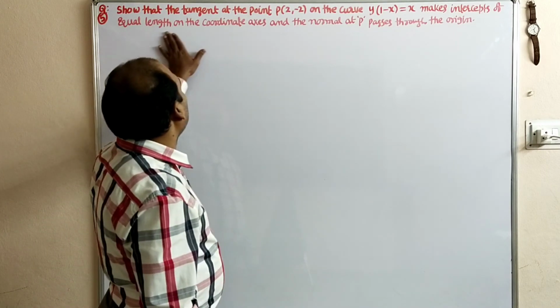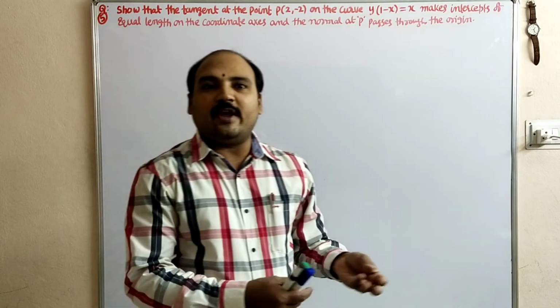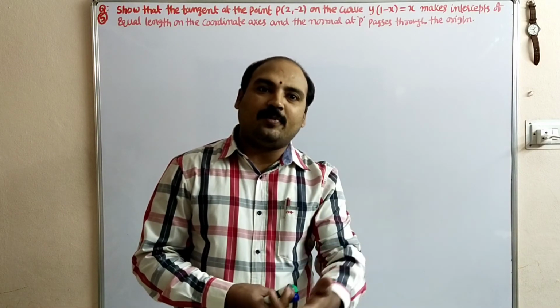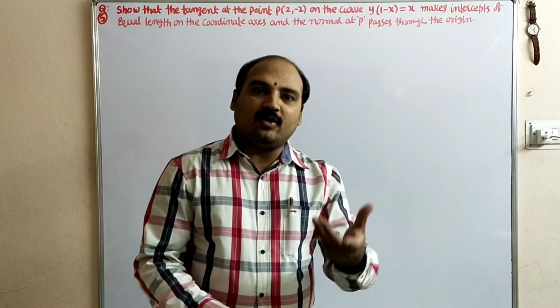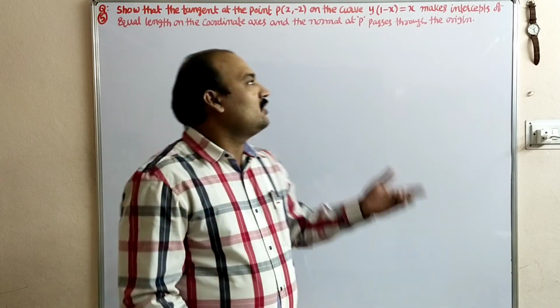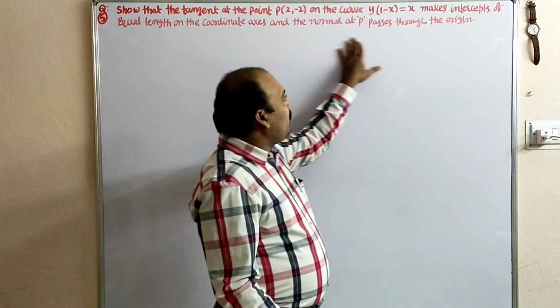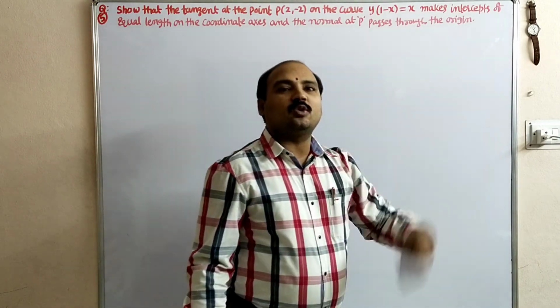They are asking to prove equal intercepts. If you prove that OA equals OB, where OA is the x-intercept and OB is the y-intercept, that the lengths are equal, that is all they are asking. And the normal at point P is passing through the origin.